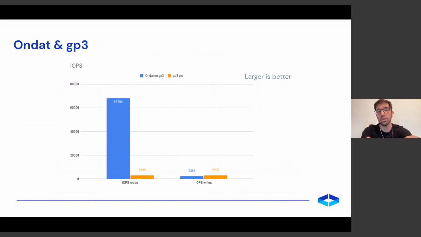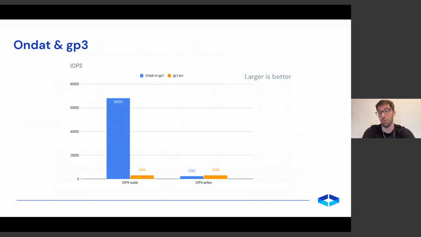So what we can see here is that for writes, there is no caching and things like that for writes, we almost get the same result. Why? Because I'm using a default GP3 volume or EBS disk, and that has a default of 3,000 IOPS, input-output operations per second. What we can see that it's quite outstanding here is the IOPS on the reads for the Ondat volume.